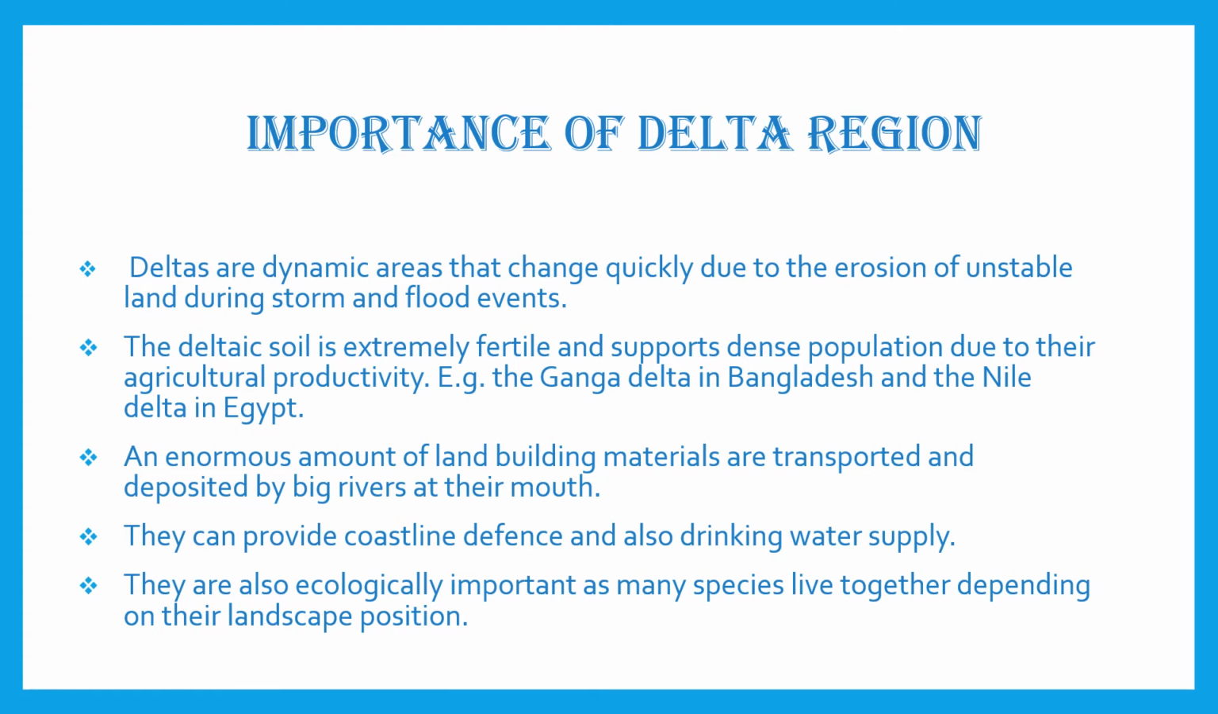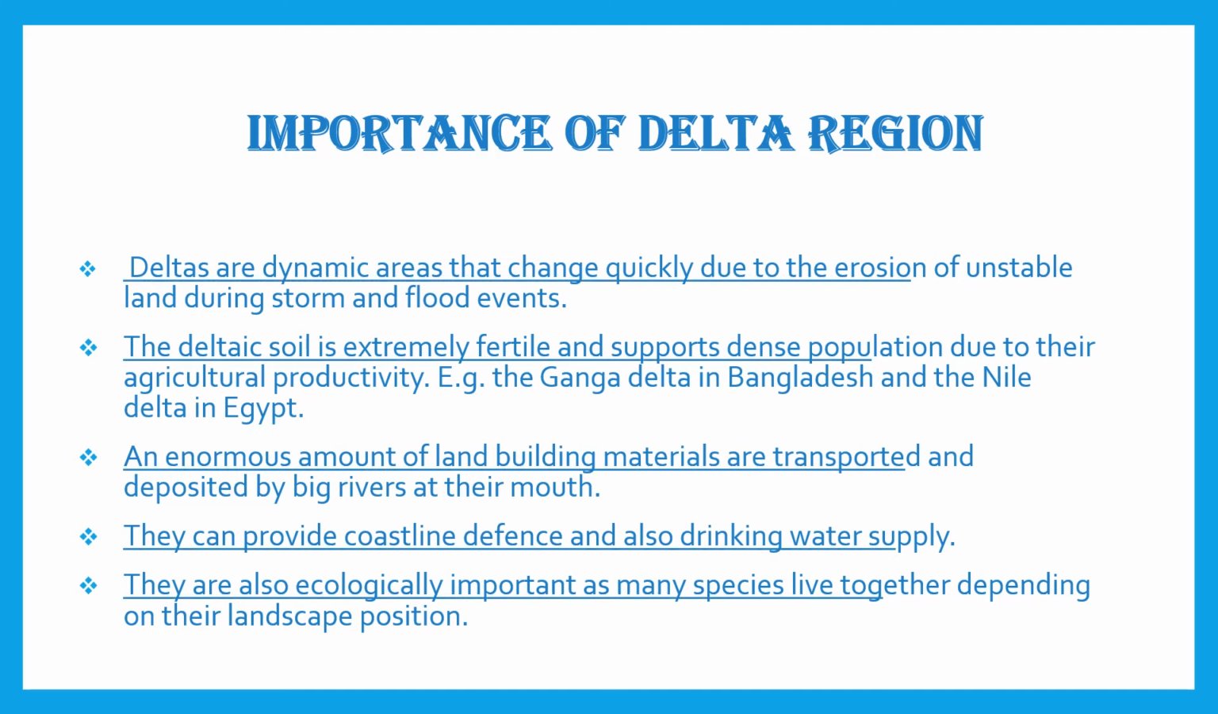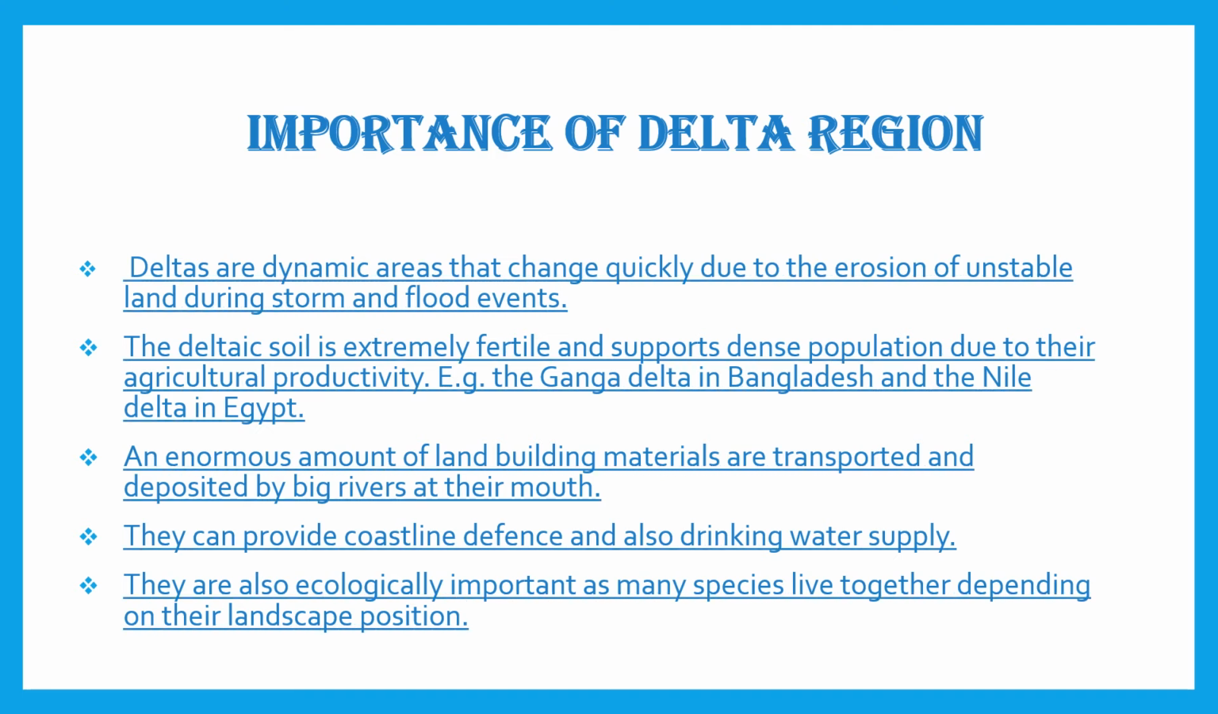At the end, let's have a quick glance at the importance of the delta region. Deltas are dynamic areas that change quickly due to the erosion of unstable land during storm and flood events. The deltaic soil is extremely fertile and supports dense population due to its agricultural productivity. For example, the Ganga Delta in Bangladesh and the Nile Delta in Egypt. An enormous amount of land building materials are transported and deposited by big rivers at their mouth.